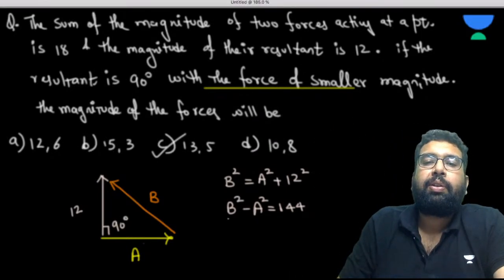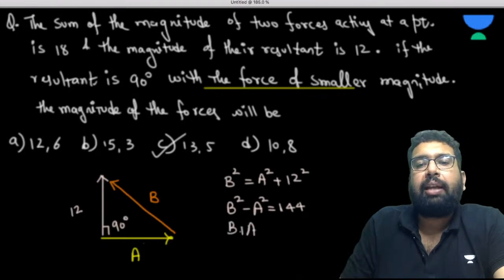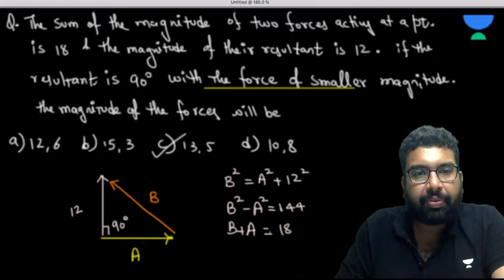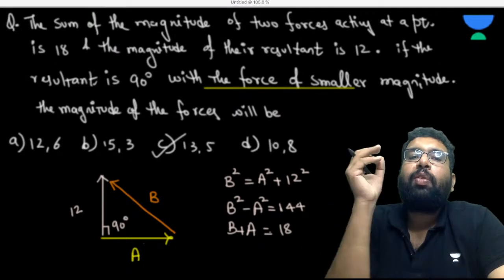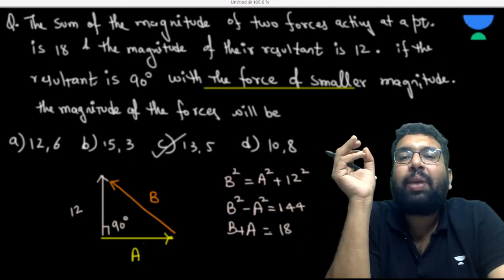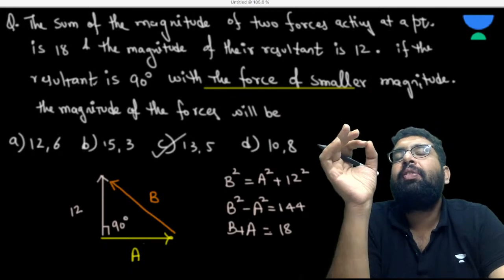And afterwards, B plus A is how much? It is given as 18. So now solving these two equations, you can get the answer very quickly, right? So the analytical way does not always give you the quickest solution. It definitely can give you the solution.